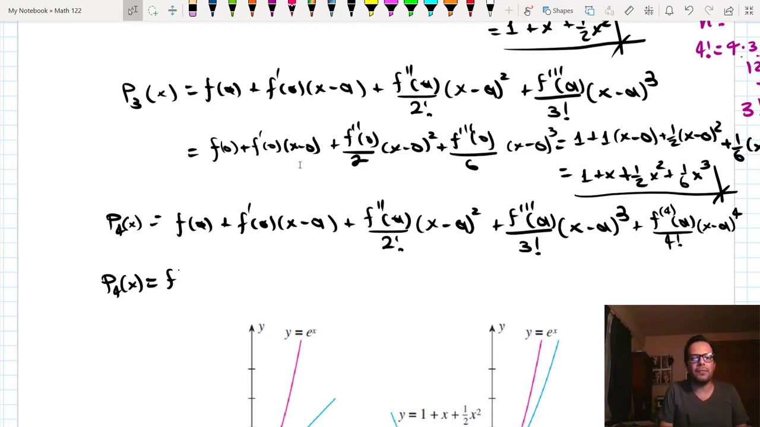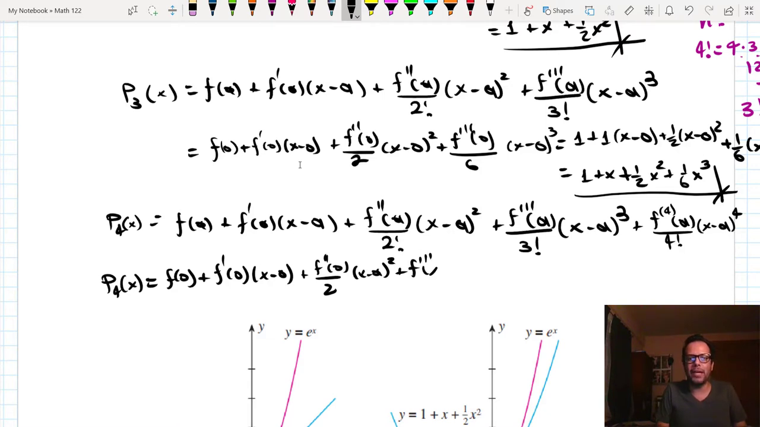All right, P4 of x will be f of a, which is f of 0, plus f prime of 0 times x minus 0, plus f double prime evaluated at 0, which is a, divided by 2 factorial, which is 2, times x minus a squared, plus f triple prime of a divided by 3 factorial, which I'm not going to write in terms of factorial, that's a 6, times x minus 0 cubed, plus one more term, essentially the same terms as before, and we add only the 4th term, in this case f quadruple prime at 0 divided by 4 factorial, which is 24, times x minus 0 to the 4th power.